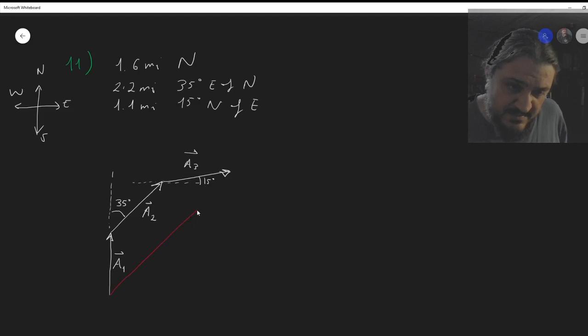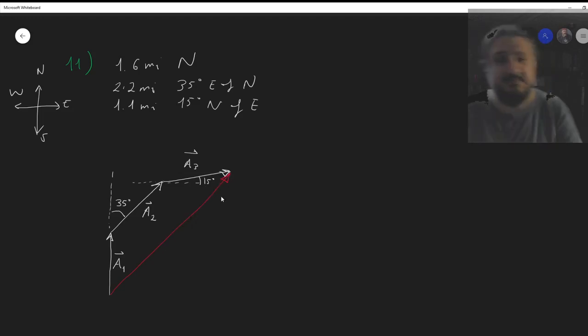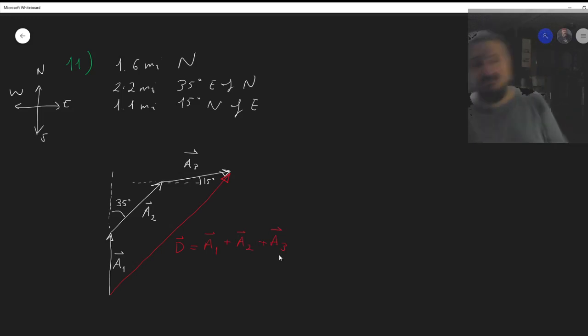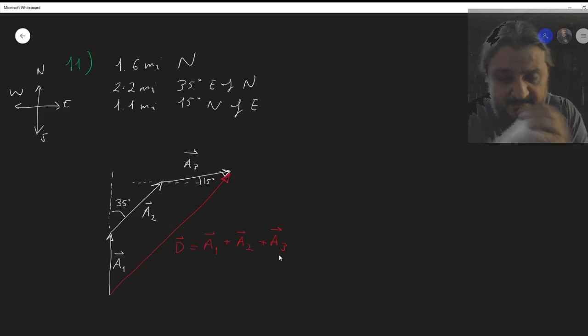This is my displacement vector. Call it D. And that will be the sum, right? I mean, follow the tail to tip rule. This will give you the displacement: A1 plus A2 plus A3. Okay, so once you write it like this, the rest is just the component method.